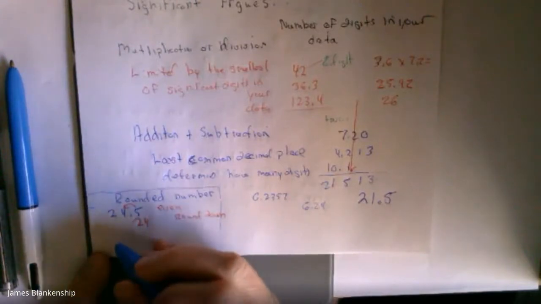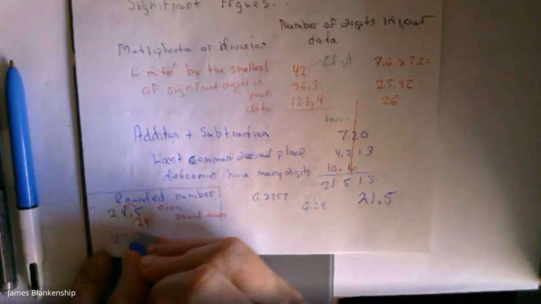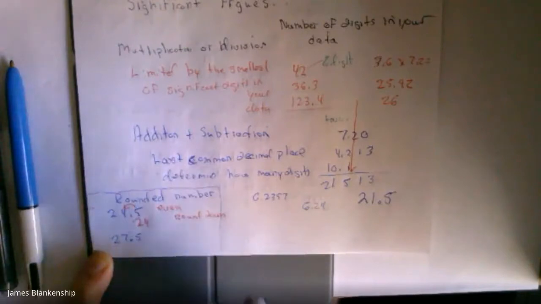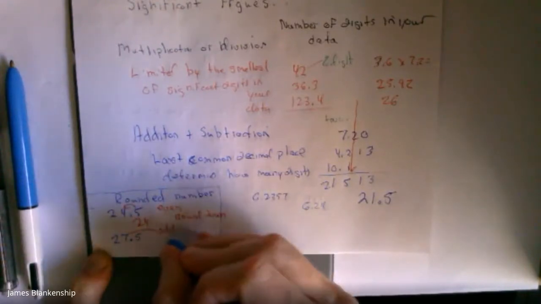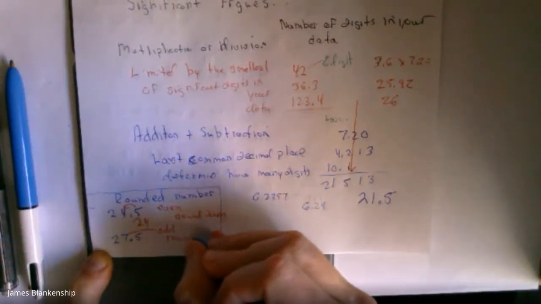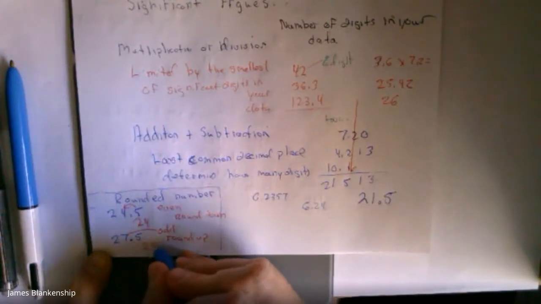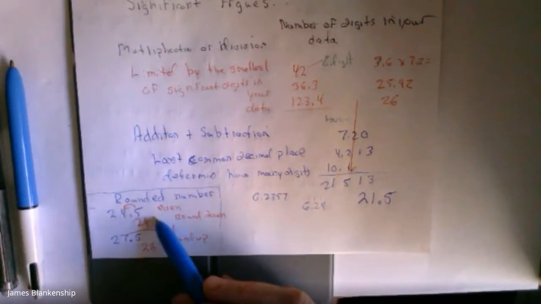But if you had another number that, say, was 27.5, because this is odd, now you round up. So you would report this as 28. Now, this is a very, very technical way to look at it, but it is the way they do it and the way your professors will want it done in class if they're being extremely precise.